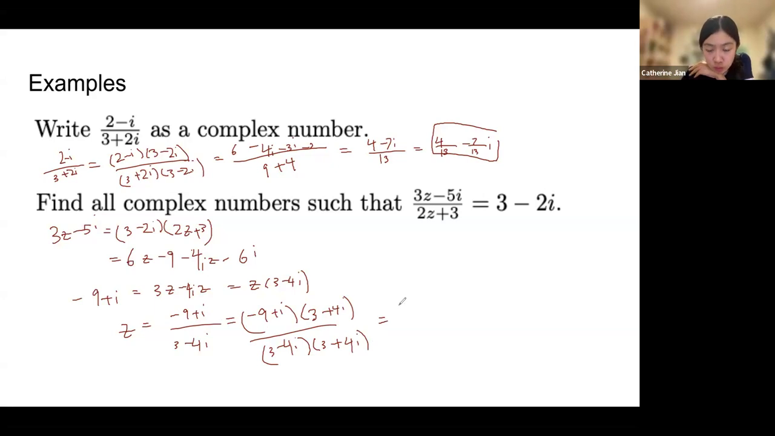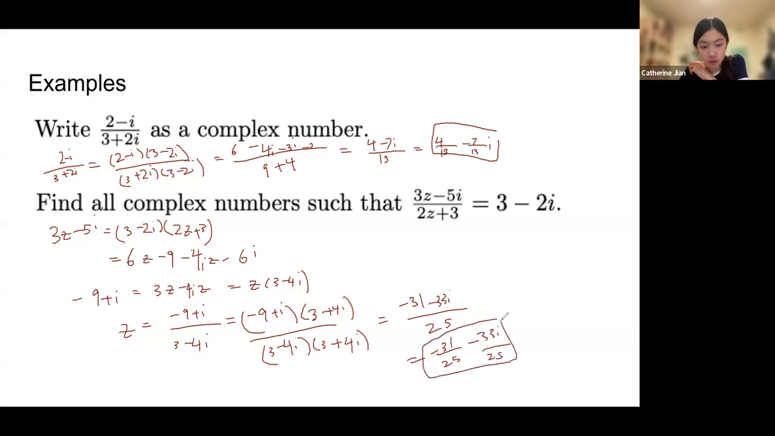negative 27 plus, minus 4, so negative 31, and then minus 33i, divided by, this is 3 squared plus 16, so it's 25. So this is our answer. Okay, so this is what z can be.